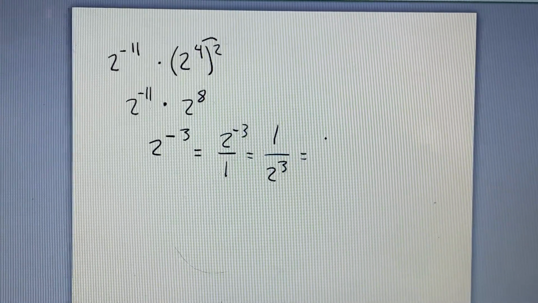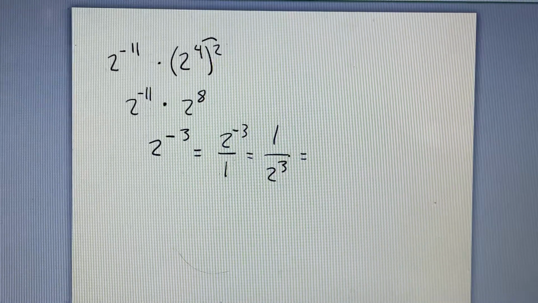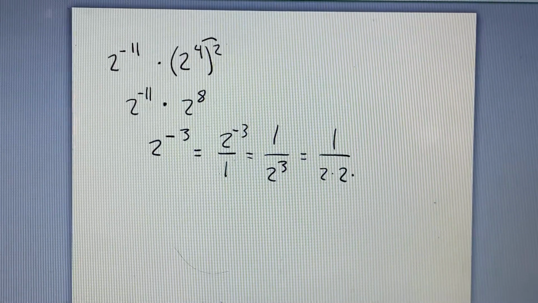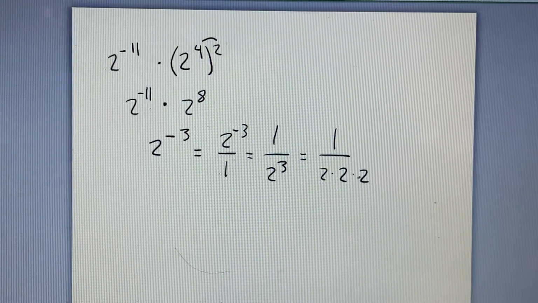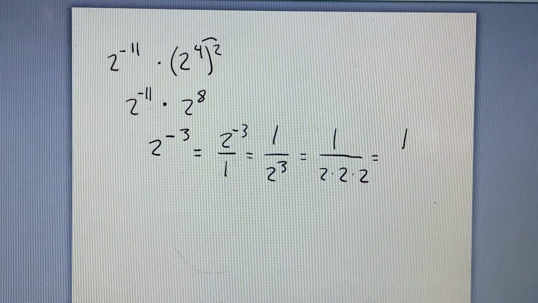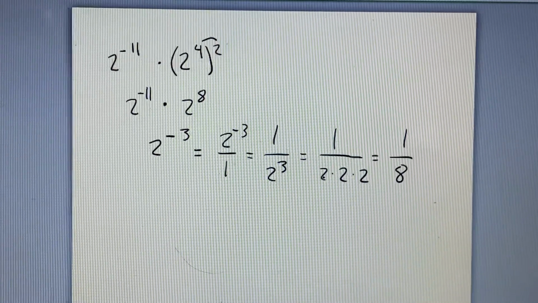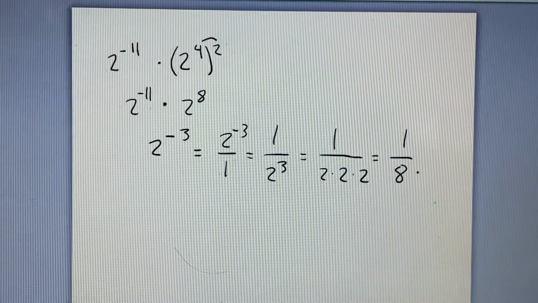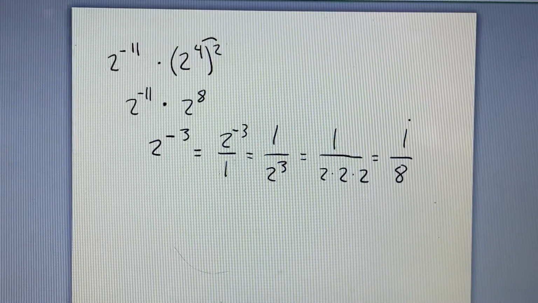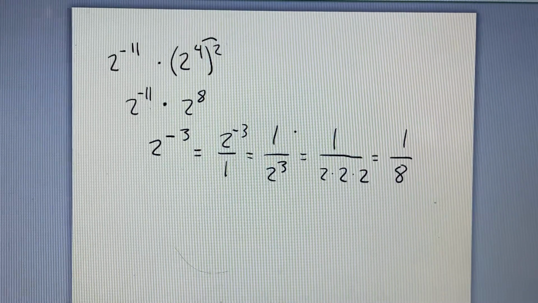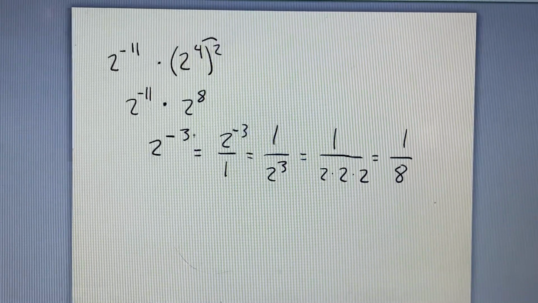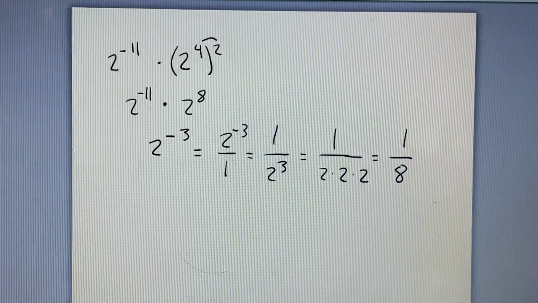And if they said evaluate or simplify, that means no exponents. 1 over 2 times 2 times 2. 2 to the third is 2 times 2 times 2, also known as 8, because 2 times 2 is 4, times 2 is 8. So this is your answer, either evaluated or simplified. Here's your answer as a positive exponent. Here is your answer as a negative exponent.